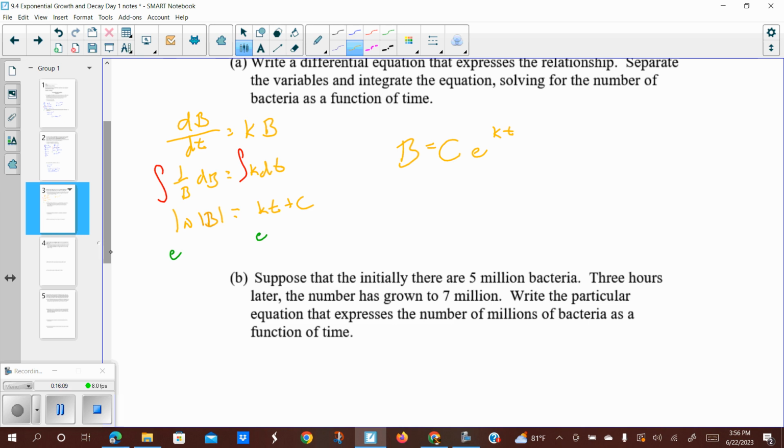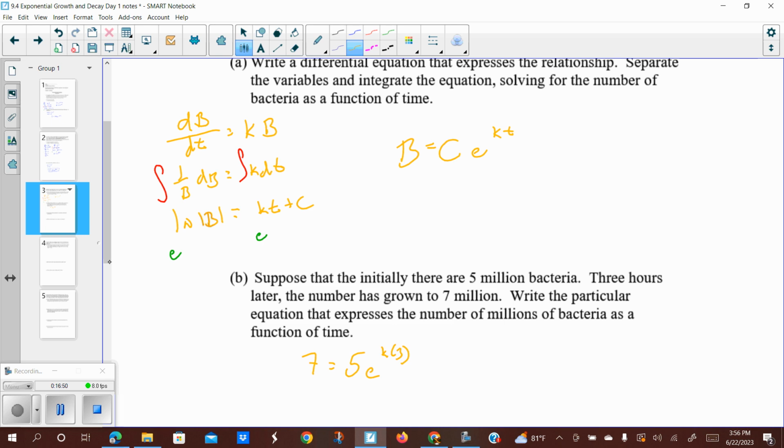The number of bacteria is B, but also C is the initial amount of bacteria. Again, we don't have to solve for that. We now know that's what that is. So it says initially there are 5 million bacteria, so the 5 goes in for the C. We're going to need to solve for K. And we know that 7 million is the current number of bacteria. In order to solve for K, we actually still need to know T. But we know that it is 3 hours later that it has grown to this. So T is 3. Okay, so now we have everything we need to solve this.